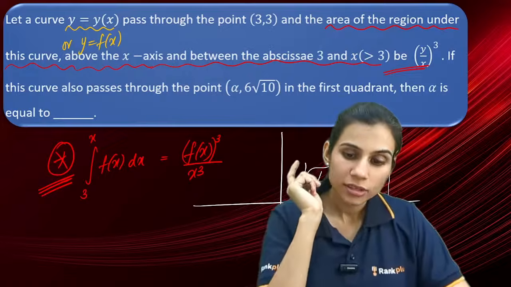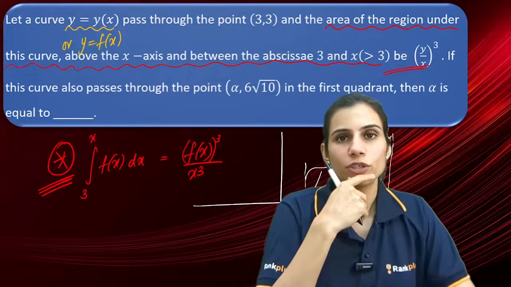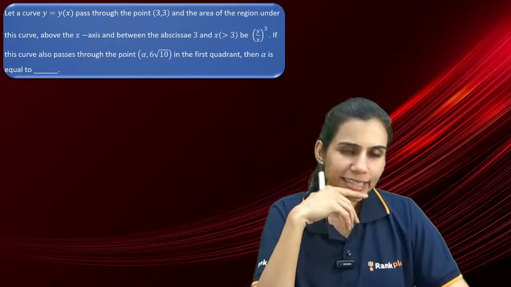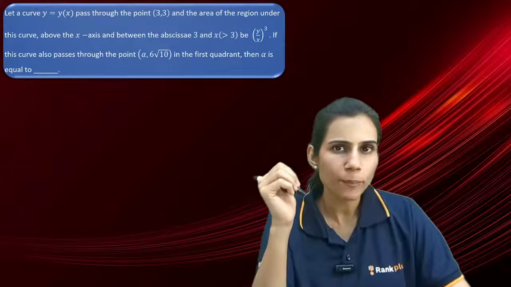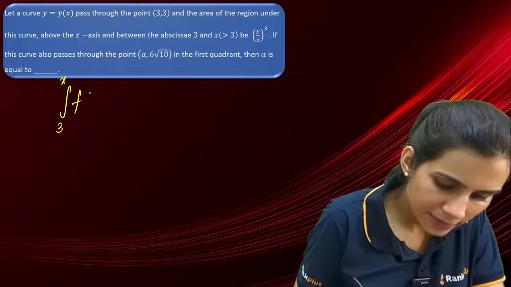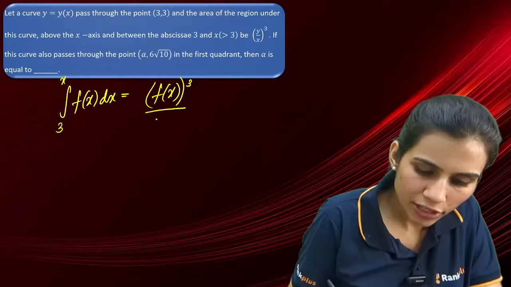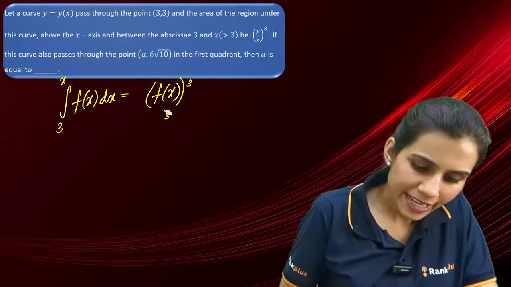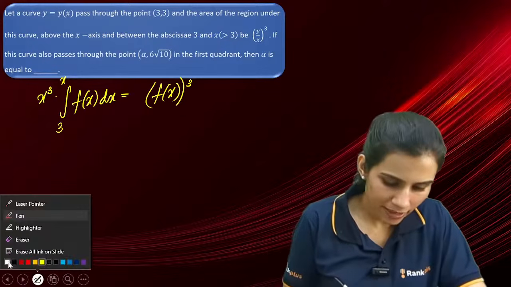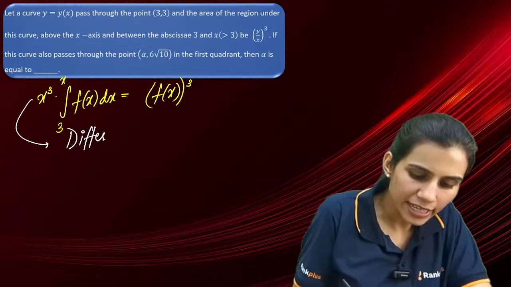If this curve also passes through this point in the first quadrant, what is alpha equal to? This kind of acts like an initial value condition that the curve passes through a point. So initial value condition, let's come to it later. Right now what I have is integral 3 to x f of x dx is equal to f of x whole cube upon x cube. Let me take x cube to the left hand side. Now I will do what? Of course, I am now going to differentiate both sides.